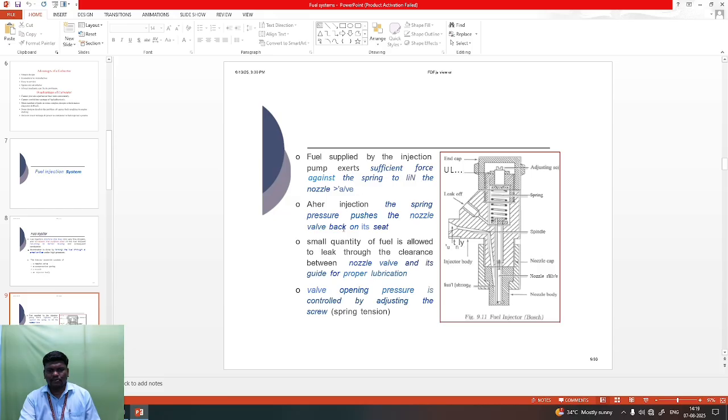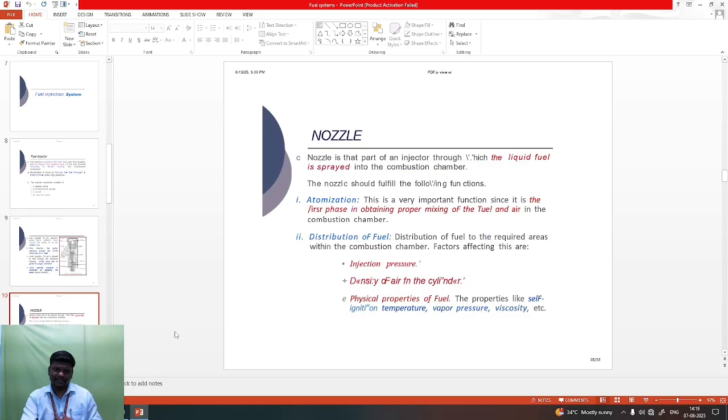Next, a small quantity of fuel is allowed to leak through the clearance between the nozzle valve and guide for proper lubrication. The valve opening pressure is controlled by adjusting the screw, which sets the spring tension. Whenever the valve opens, the spring compresses, and whenever the valve closes, the spring returns.